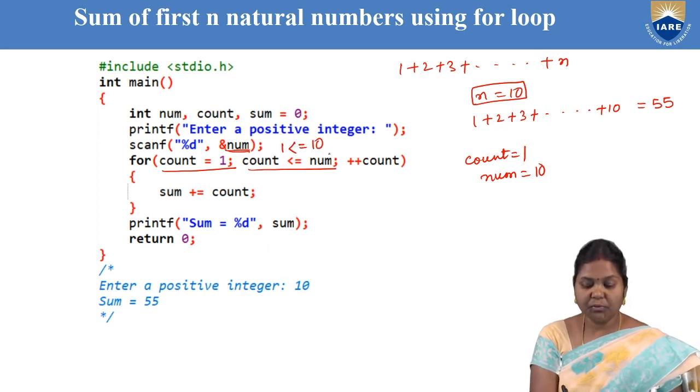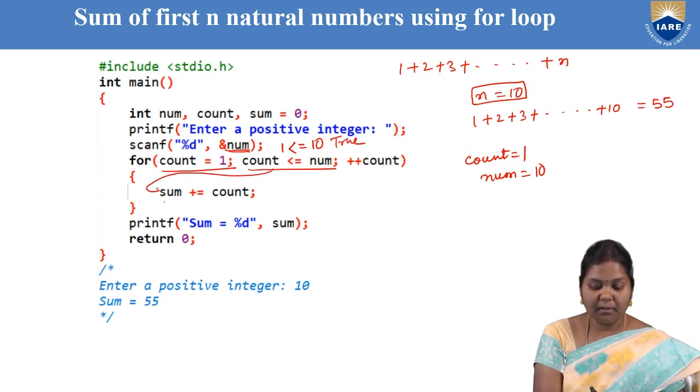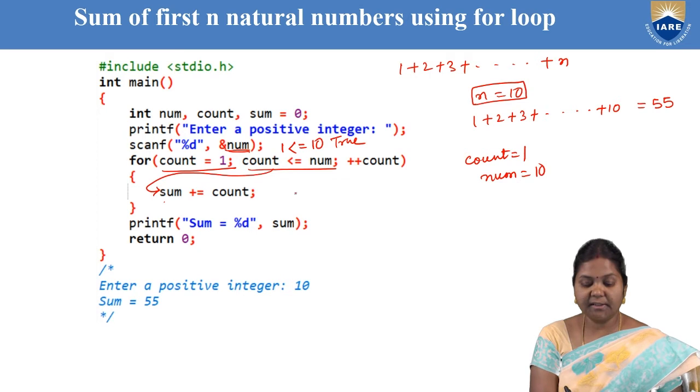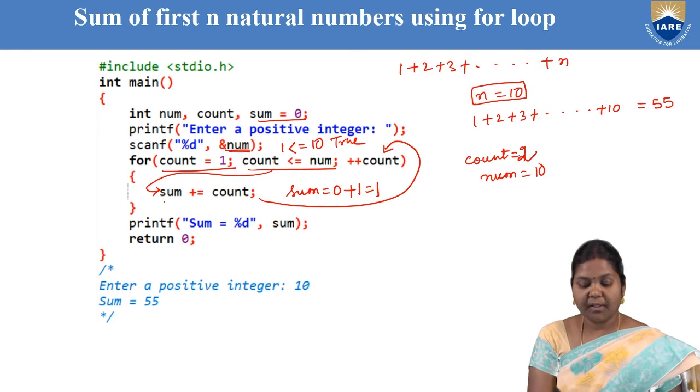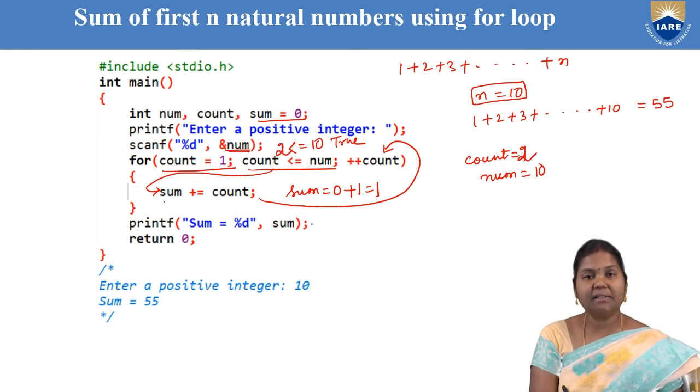Yes, it is true. So if the condition is true, we come to the body of the loop, where it is written sum is equal to sum plus count. The initial value of sum is 0. So it does sum equals 0 plus count, which is 1, so it becomes 1. After executing this statement, it does count plus plus, so count has become 2 now. Now again testing the condition, 2 is less than or equal to 10.